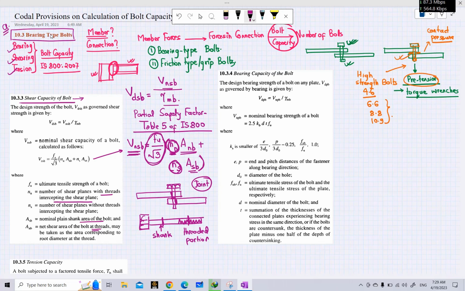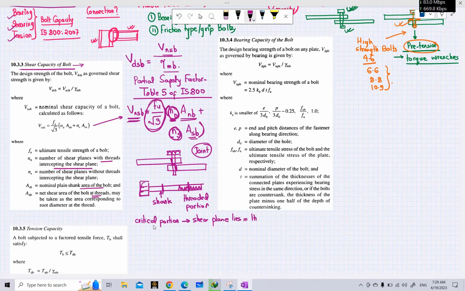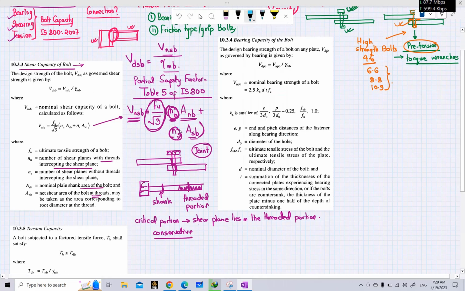So if it is a single shear joint, how we will proceed is, generally the critical condition is the one in which the shear plane lies in the threaded portion. So if we have a single shear joint, for conservative calculation, to be on the safe side, we will consider Ns, that means the number of shear planes lying in the shank portion, to be 0, and we will take the value of Nn as 1 here. So that we do to be on the conservative side, to be on the safer side.